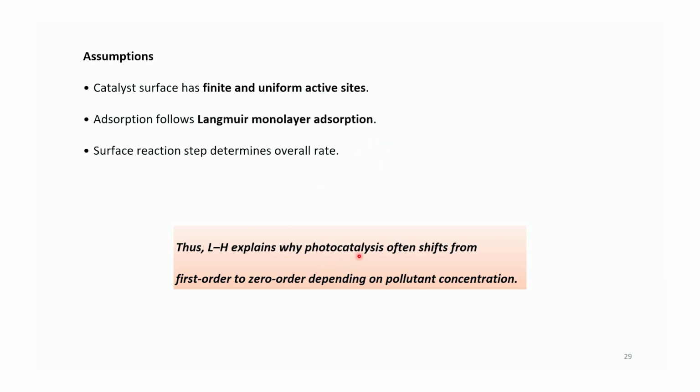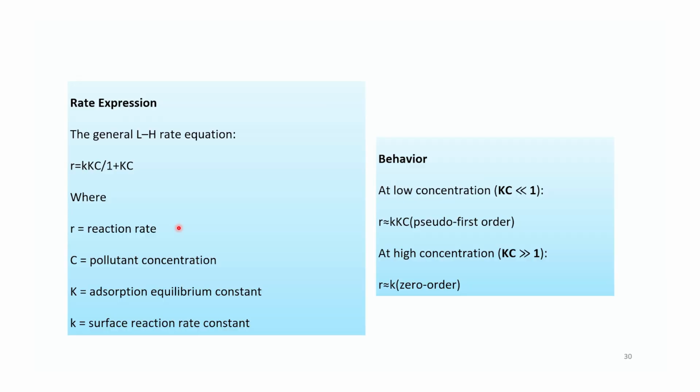Thus LH explains why photocatalysis often shifts from first order to zero order depending on the pollutant concentration. So depending on the pollutant concentration, your reaction order shifts from first order to zero order. That's the rate expression for LH: rate equation r = kKC / (1 + KC), where r is the reaction rate, C is the pollutant concentration, capital K is the adsorption equilibrium constant, and small k is the surface reaction rate constant.